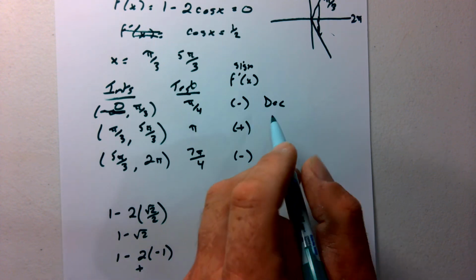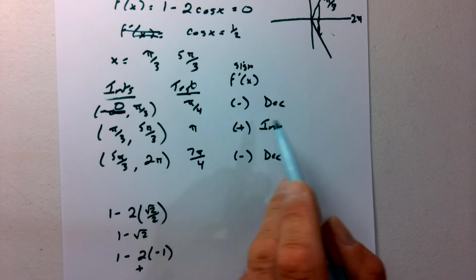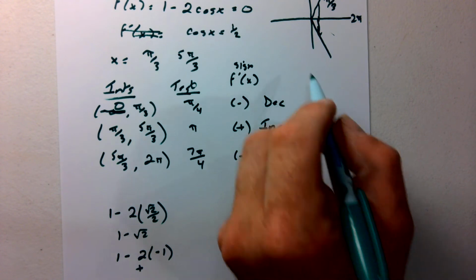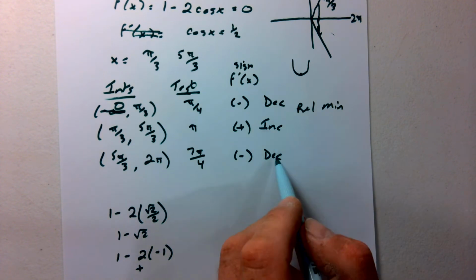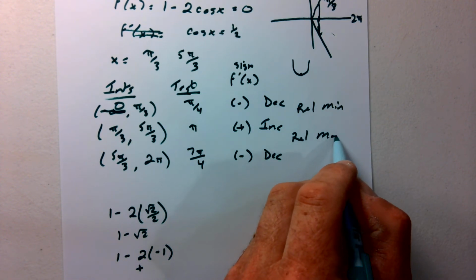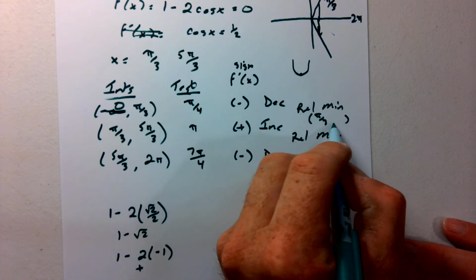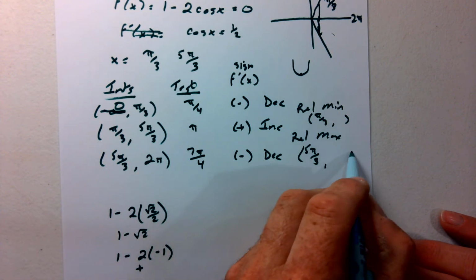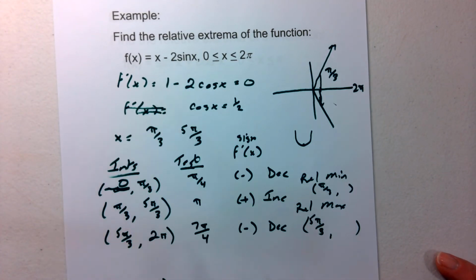So we have a decreasing interval, an increasing interval, and then a decreasing interval. Again, if it's negative, it's decreasing. Positive, it's increasing. Likewise, if I go from decreasing to increasing, I know I have a relative minimum. Increasing to decreasing, I'm going to have a relative maximum. So the relative minimum occurs at pi over 3, and my relative max is going to occur at 5 pi over 3. I'm not going to find those y values, but to find them, you'd plug them back into the original function.